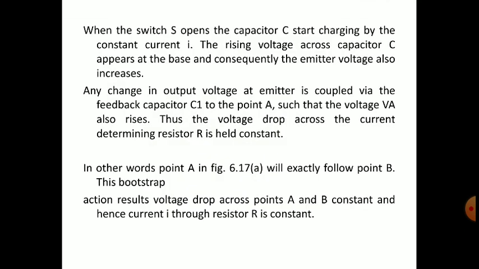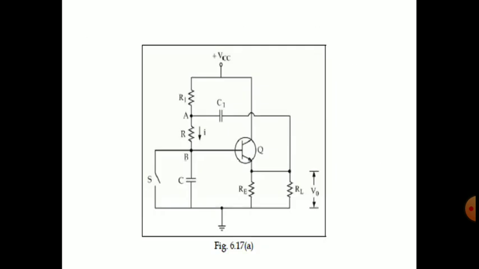When the switch S opens, the capacitor C starts charging by the constant current I. When the switch S is open, what happens? Another connection will be established here, R1 or C to ground. Another closed circuit is also there: VCC, R1 through C, and to the ground connection.